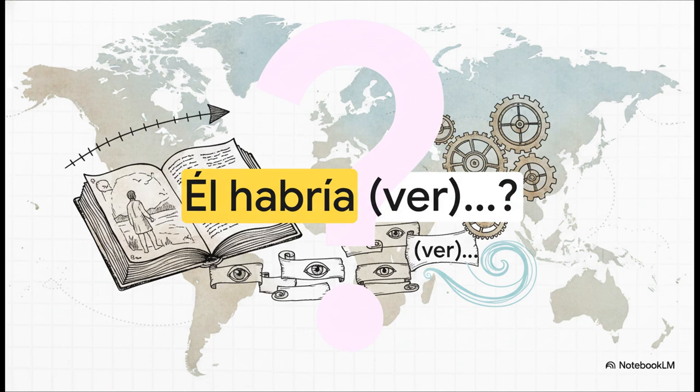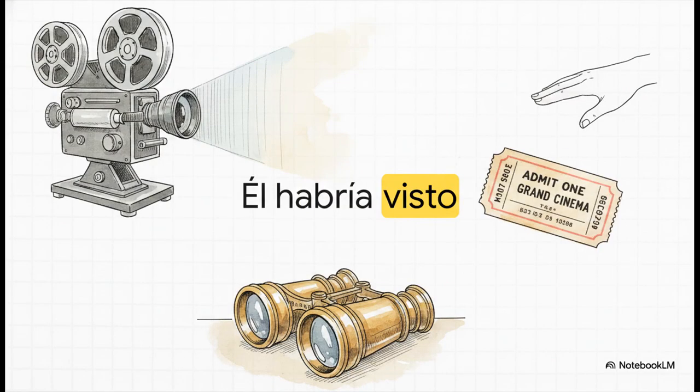Next up, he would have seen. The verb is ver. What's the participle for this one? Él habría visto. Él habría visto. This is a super common one, by the way, especially when you're talking about movies or events that you missed out on.